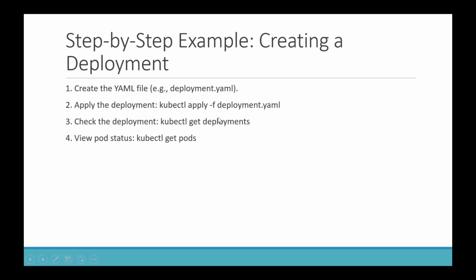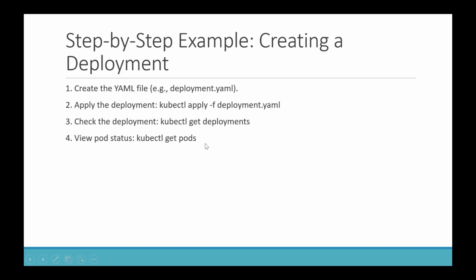Once the deployment is created, you can run this command, kubectl get deployments, to check the deployments. You will be getting all the details about your deployment. If you need more details, you can write different commands as well, like kubectl describe deployment and your deployment name.